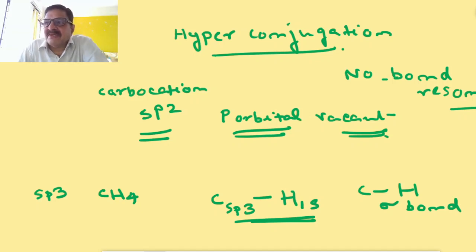According to this theory, electron delocalization can occur by the parallel overlap of p orbitals with a hybrid orbital participating in a sigma bond. That is, there should be an adjacent sigma bond here. Then only it can form. Correct? So it is called no bond resonance. I will briefly tell you; I will not go very much into detail here. So let us see how it is.